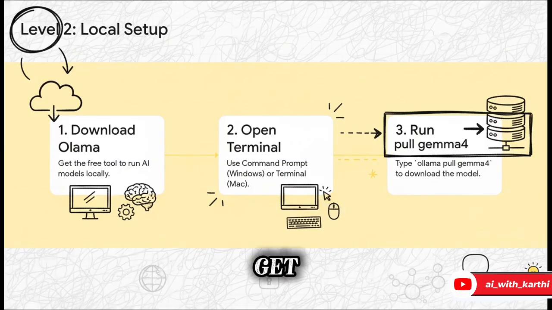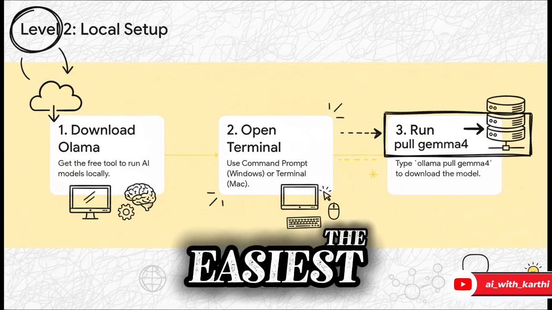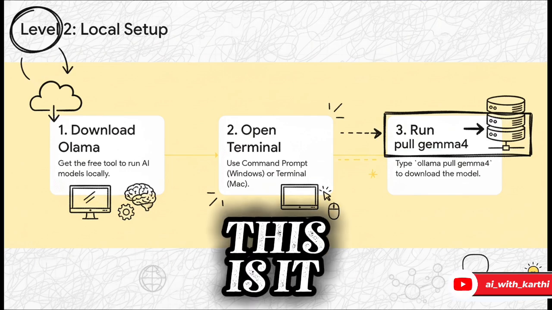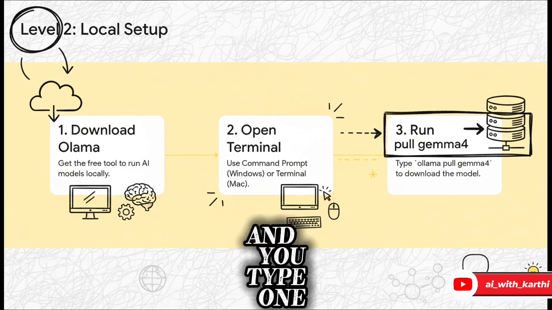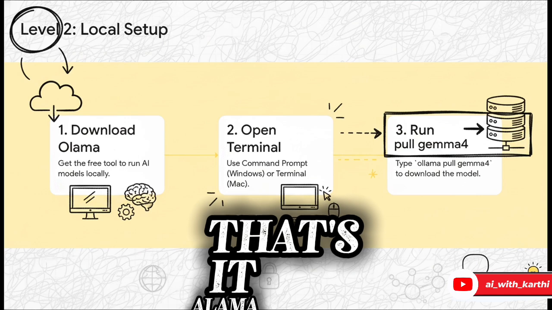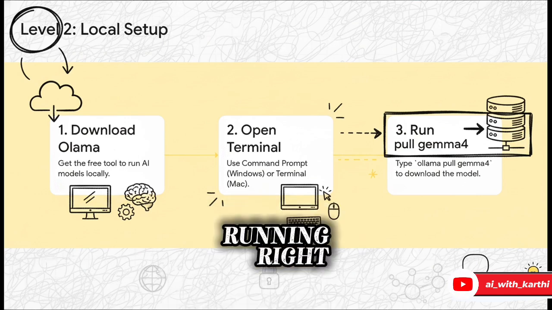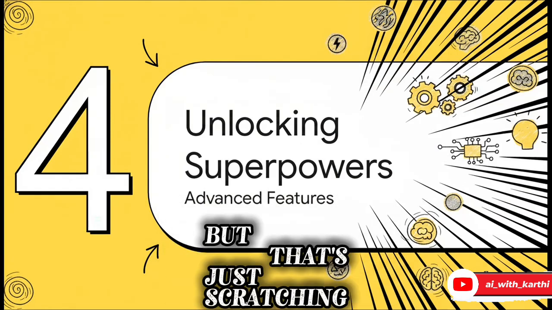Okay, but to get those amazing benefits, the privacy, the offline use, you're going to want to run it locally. And the easiest way to do that is with a free tool called Ollama. Seriously, this is it. You download the app, you open up your terminal or command prompt, and you type one single command, ollama pull gemma4. That's it. Ollama does all the heavy lifting, and boom, you've got a super powerful AI running right on your own machine.